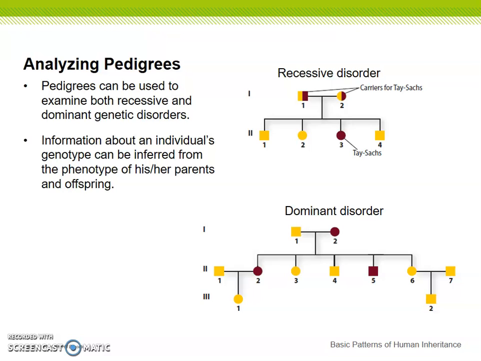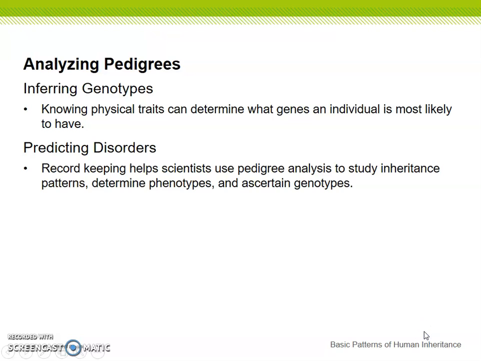It's not 100% because sometimes an organism might be heterozygous dominant or homozygous dominant. There we go. Sometimes it's not known because we don't have enough offspring to look at or enough parents to look at. So sometimes it's a little iffy, but we do our best. Inferring genotypes, knowing physical traits can determine what genes an individual is most likely to have. And predicting disorders. Record keeping helps scientists use pedigree analysis to study inheritance patterns, determine phenotypes, and ascertain genotypes.